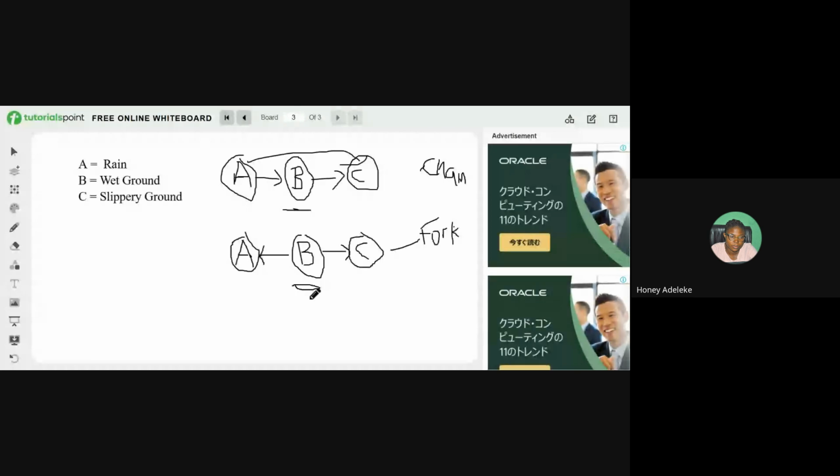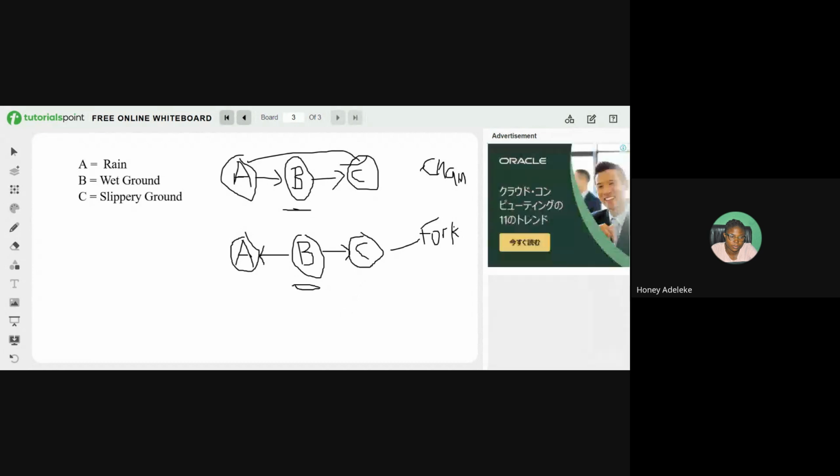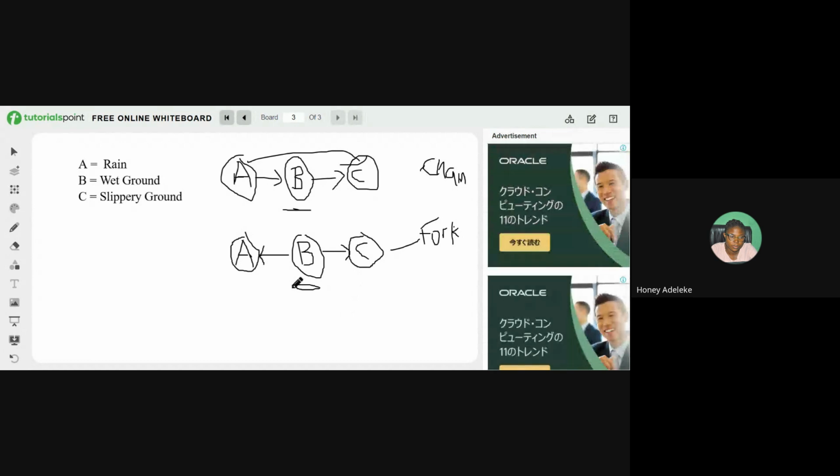So once you know your B, your A will not give you extra information about your C. But this time around, once you know your B, then your A and C are dependent. But still, the B would have blocked the path. So if B is known, your path is blocked. Just like the chain, if B is known here also, your path is blocked.